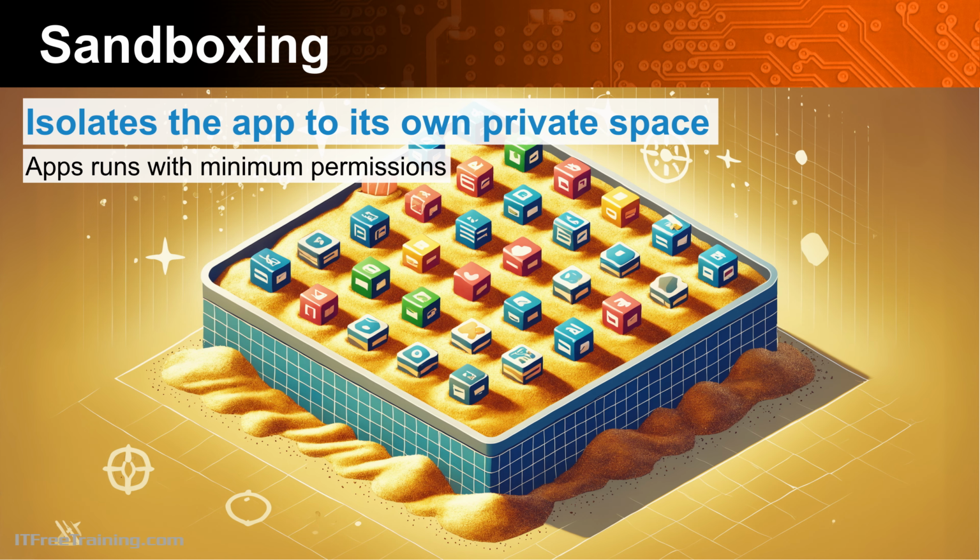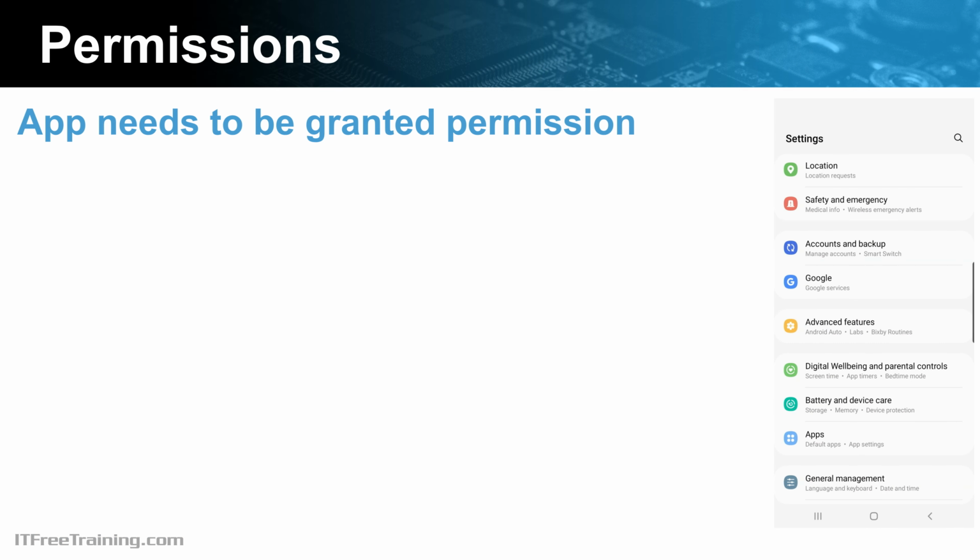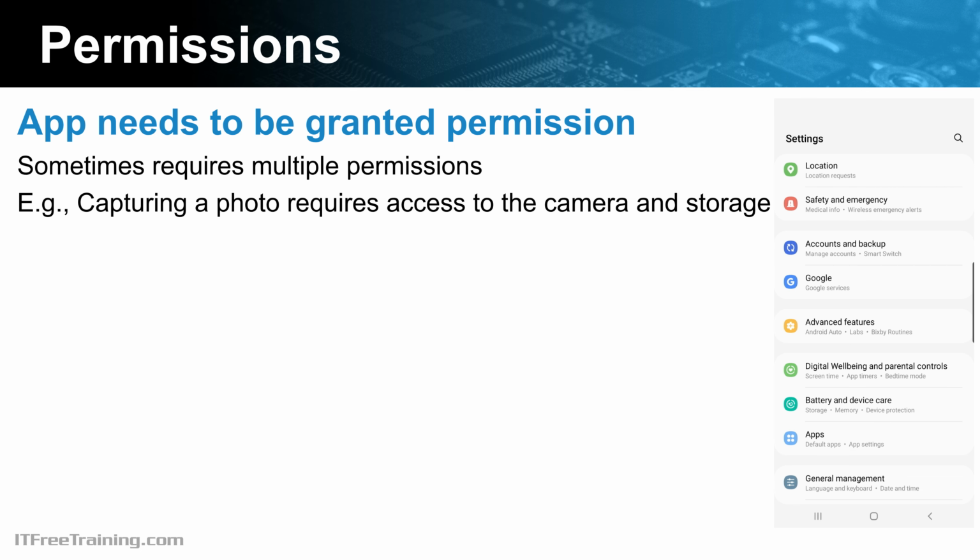Let's have a closer look at app permissions. By default, an app will need to be granted permission to access additional features or storage on the device. Sometimes the app may require multiple permissions. For example, to take a photo using the device's camera would require access to the camera and access to storage to save the picture. To get an idea how permissions work, I will have a look at how some of the permissions are configured on this mobile device.